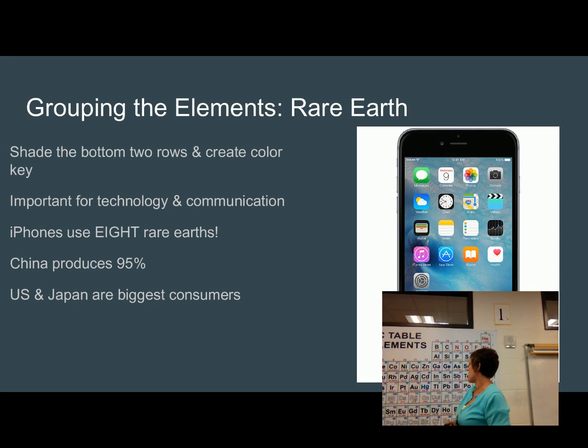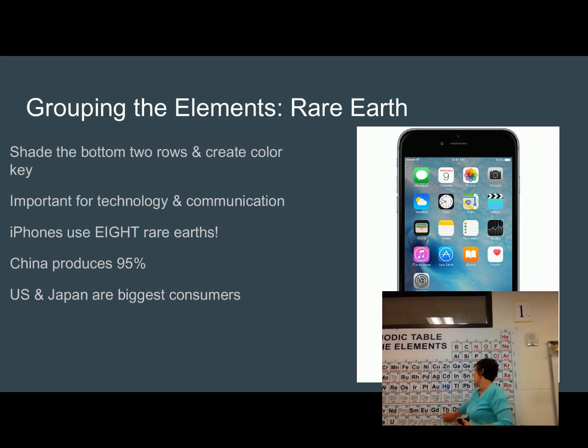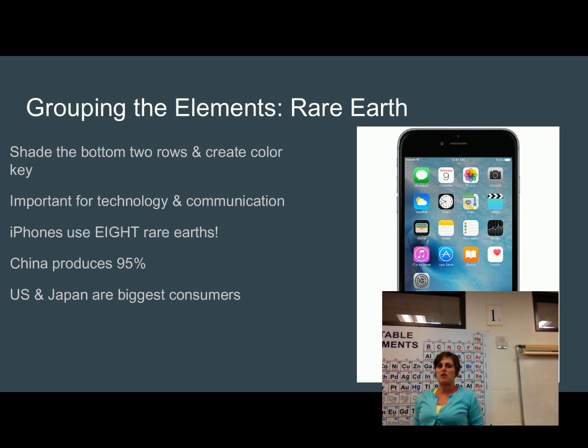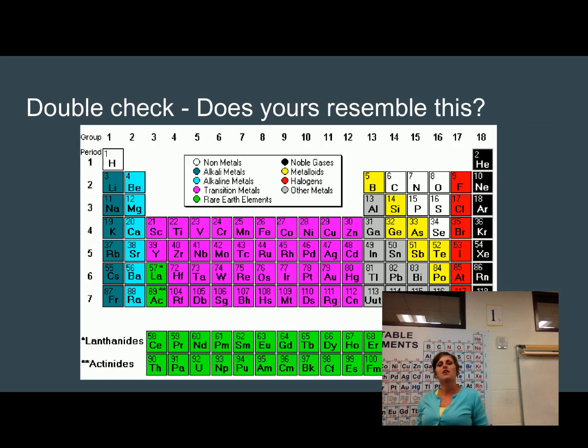The rare earth elements are down here, and the big thing you want to know about them is they're important for technology and communication. For instance, your iPhone uses 8 rare earth elements, but they're not rare. They're just hard to come by. In fact, China produces 95%, so I pay them the big bucks.